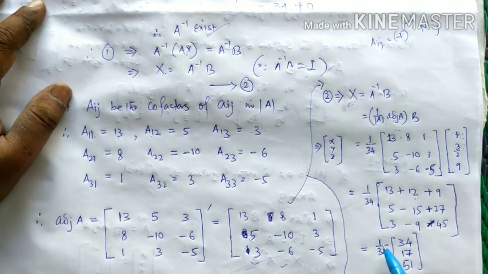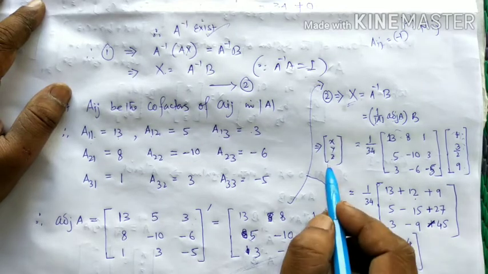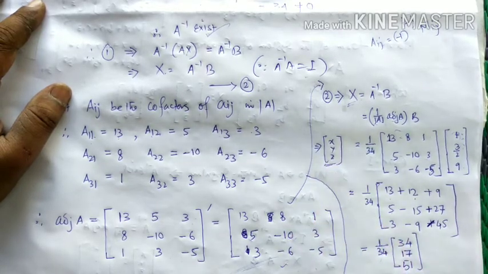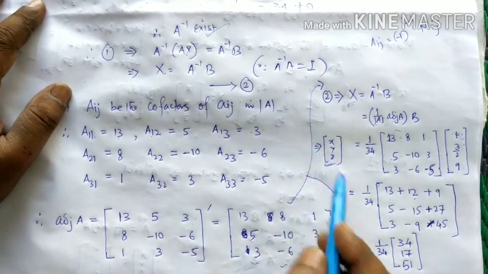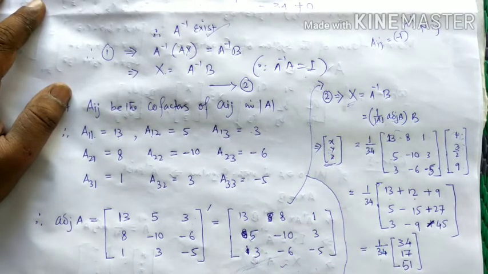Now what do you have to do? 1 by 34 should go inside the matrix. When a constant goes inside the matrix, what happens? It multiplies every element. So 1 by 34 into 34 is 1. 1 by 34 into 17 is equal to half. 1 by 34 into 51, 51 by 34 is equal to what? 3 by 2. So your solution matrix is this one, X, and both are column matrices of order 3 by 1. Finally, comparing the corresponding elements, you get x is equal to 1, y equal to half, z is equal to 3 by 2.